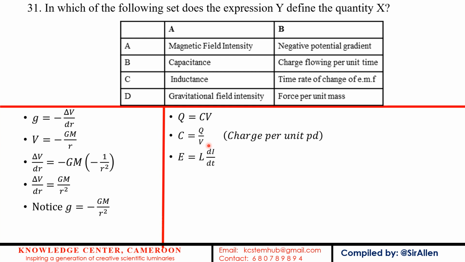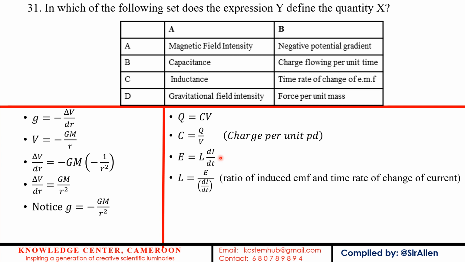We can go over and then talk about inductance, because you can see inductance here. Let's do that with respect to the EMF that is induced across a coil. So that EMF is of course equal to the inductance of the coil multiplied by the time rate of change of current across that coil. So we're going to make inductance the subject, and of course we have induced EMF divided by dI/dt, the ratio of induced EMF and time rate of change of current. Okay, so C is off because it says time rate of change of EMF only, which is not true.